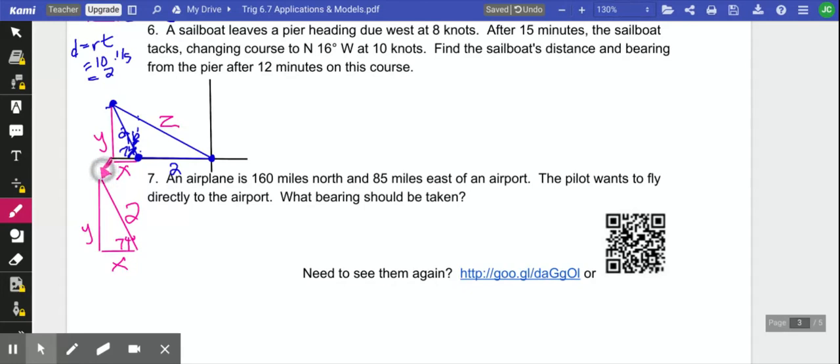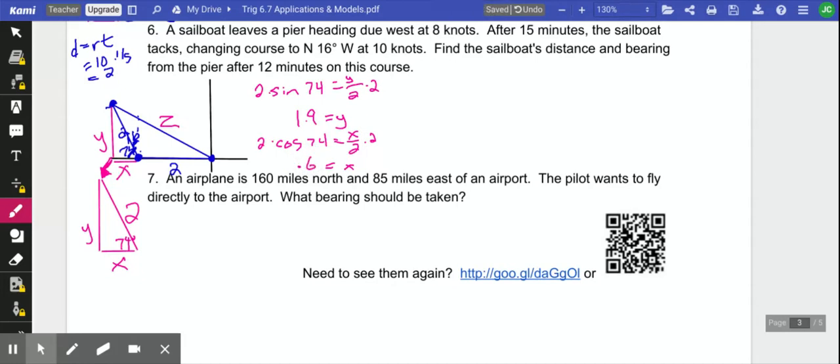All right, so we want to find X and Y. So I'll start with Y. We have the sine of 74 is opposite over hypotenuse. Multiply both sides by 2. And Y is 1.9. And then we'll do the same thing with X. So the cosine of 74 is adjacent over hypotenuse. Multiply both sides by 2. And X turns out to be 0.6.